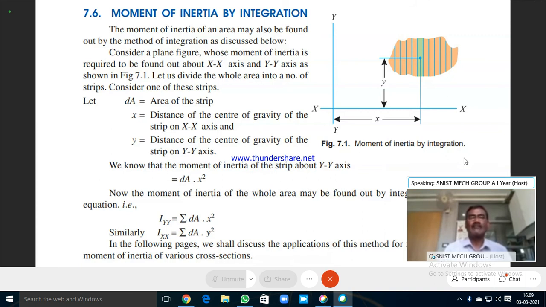Don't note down everything in this. Just note down the figure and note down the last two equations. Iyy is equal to sigma dA into x square, and Ixx is equal to sigma dA into y square. So we'll be using sigma and we'll be using some integration symbol also.